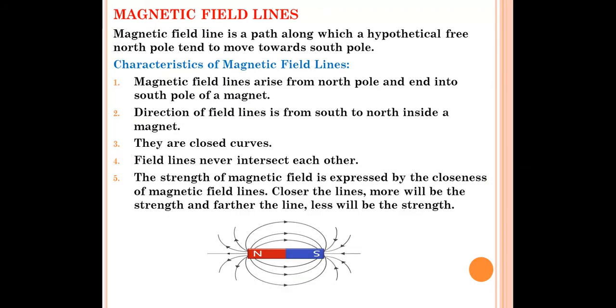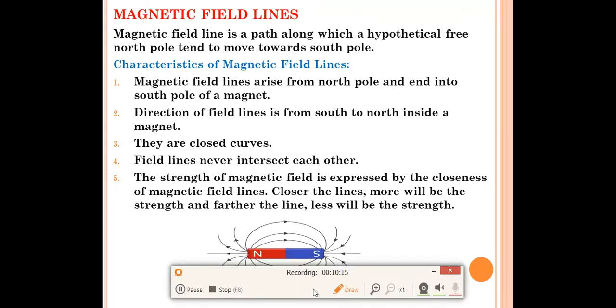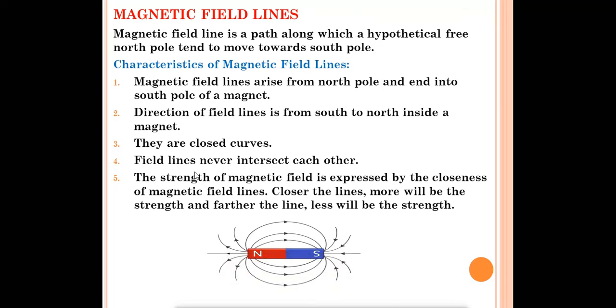Next, we'll read about magnetic field lines. Just now, I have told you about the magnetic field lines. Now, we'll read about them. What are magnetic field lines? A magnetic field line is a path along which a hypothetical free north pole tends to move towards the south pole. So you can say magnetic field lines or field lines also. Anything will be fine. Okay.